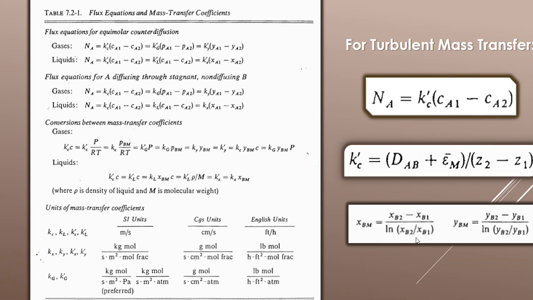Actually, it's just the log mean mole fraction difference from points 1 and 0.2 of your B species, and this one also from points 1 and 0.2 of your B species. The B species in here is the non-diffusing liquid in the second scenario, wherein you have A diffusing through a non-diffusing B. So these will be the formulas that we're going to use, and we're going to refer to this set of formulas later on as we encounter the scenario of convective mass transfer.